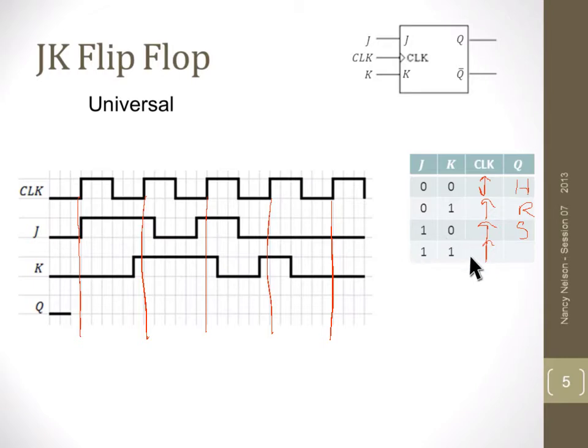And then this last one, which has been our problem right from the very beginning, when they both go active, in a JK flip-flop, that very conveniently acts as a toggle switch. So now we don't have any of that instability anymore. So let's take a look at our timing diagram.